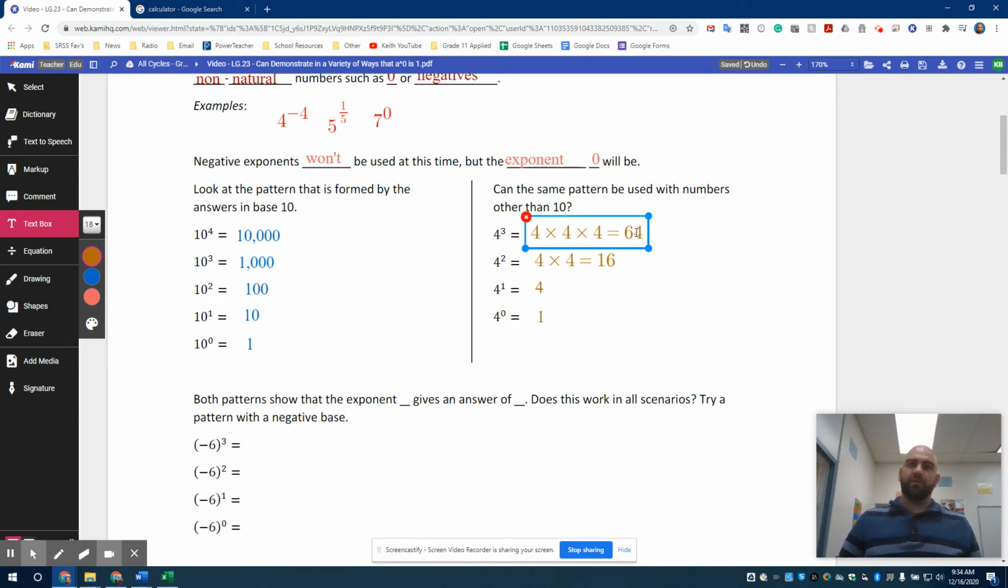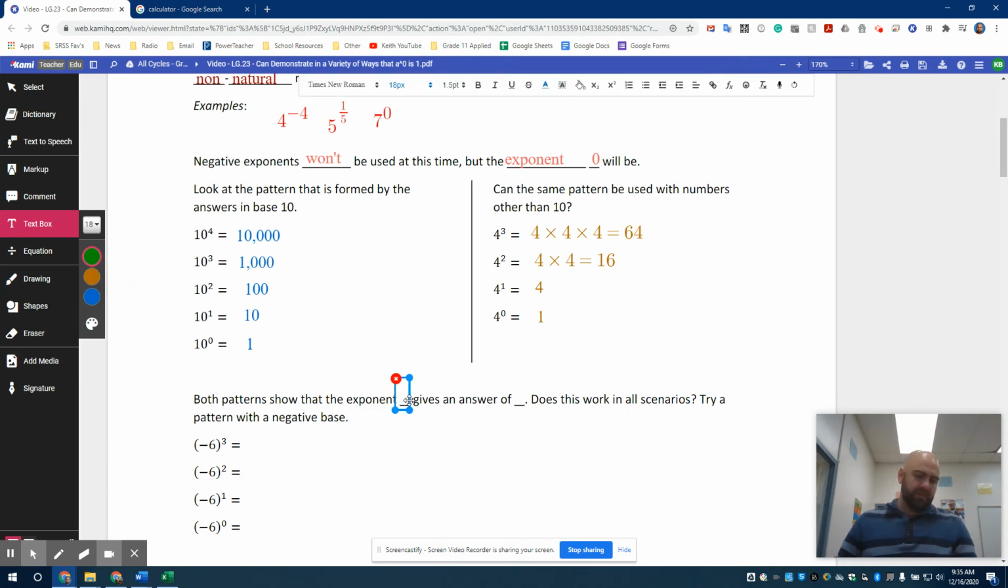If we do 64 divided by 4 is 16. 16 divided by 4 is 4. 4 divided by 4 is 1. Not 0, it's 1. Interesting. And here it was also 1. Now, does that keep working with that same pattern? Okay. Both of these patterns that we have show that the exponent 0 gives an answer of 1.